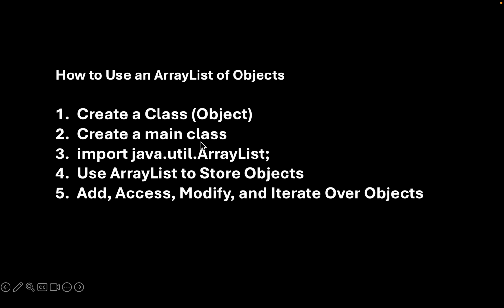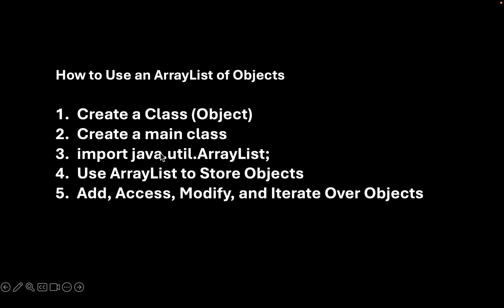In the main class or the other class, we're going to use the ArrayList object. You need to import ArrayList from the Java library. This will give you access to all methods and attributes of the ArrayList, and this is essential. You cannot do it without importing java.util.ArrayList, and we'll see it in the code.